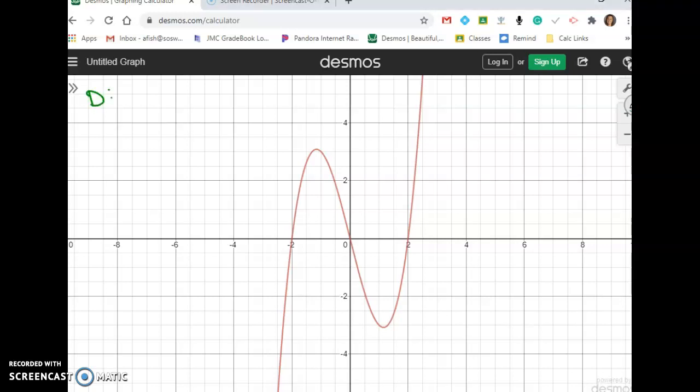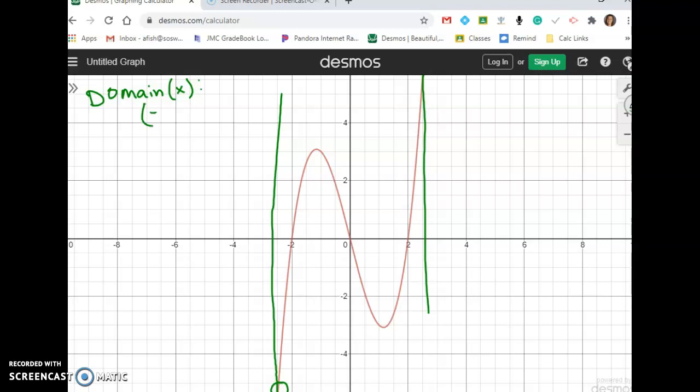First one is domain. The domain, remember, are the x values. How far left do you go? How far right do you go? What I like to do is see the edge of my graph and draw a line on the left and on the right. If I look at this, how far left does my graph go? Technically, as you can see here, this graph just keeps going on forever and ever, which means that it's going to infinity. But because it's going down, it's negative infinity.